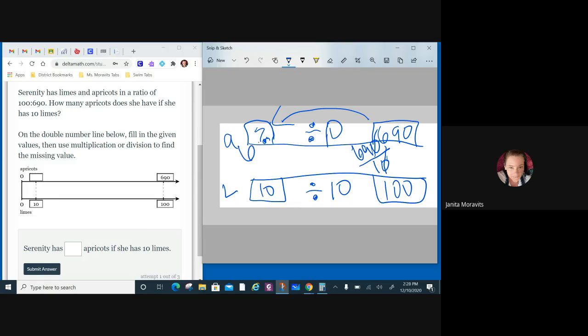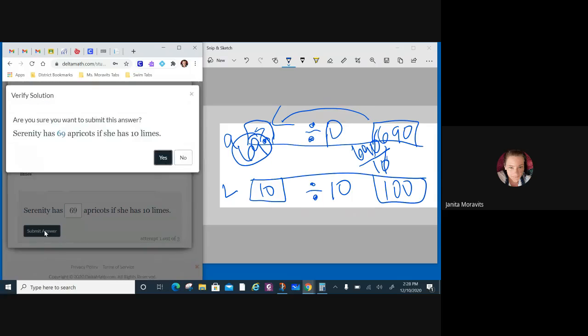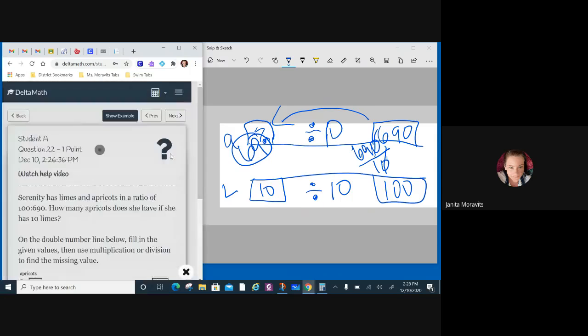So that gives us 69 apricots when she has 10 limes. We'll put 69 here, and it says Serenity has 69 apricots if she has 10 limes. There we go. And we're going to submit that.